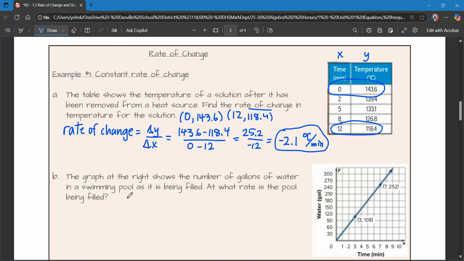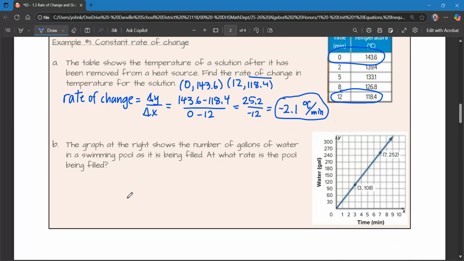Okay, part B, the graph at the right shows the number of gallons of water in a swimming pool as it's being filled. At what rate is the pool being filled? Well, notice that the pool is being filled, which means my slope is positive, which means my rate of change is positive. So hopefully I get a positive answer.